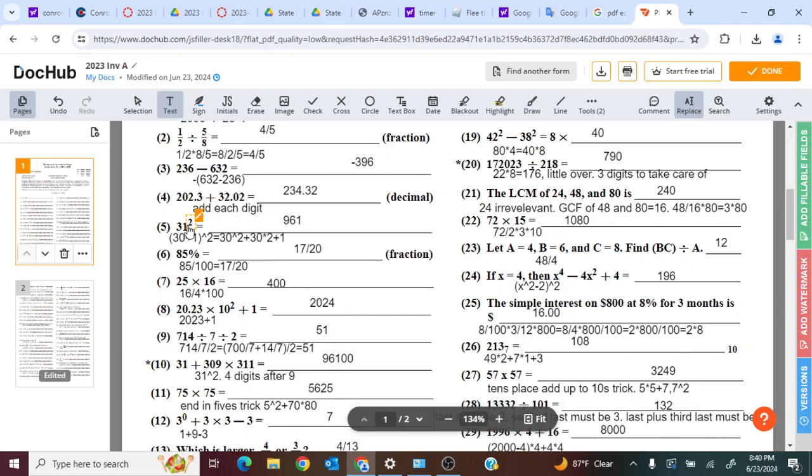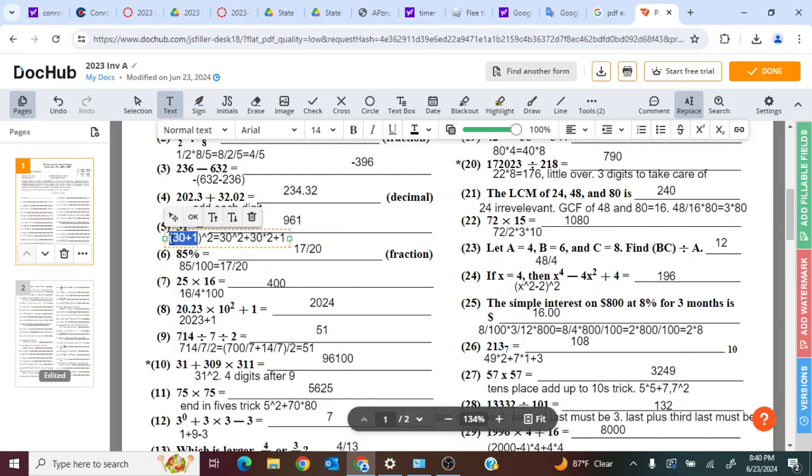31 squared. You should probably already have this memorized, but if you don't, there's a way you can think of it as 30 plus 1 squared, which using FOIL will get you 30 squared plus 30 times 2 plus 1. So 900 plus 60 plus 1 is 961.